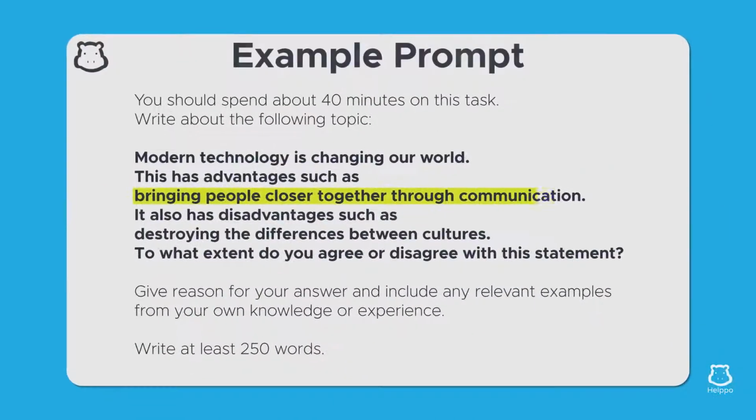We're even given an example of an advantage, bringing people closer together through communication, and a disadvantage, destroying the differences between cultures. The final sentence of the bolded prompt tells us to write about how much we agree or disagree with this statement. Looking at the non-bolded text, we see the basic instructions like including examples from our own knowledge or experience and writing at least 250 words.